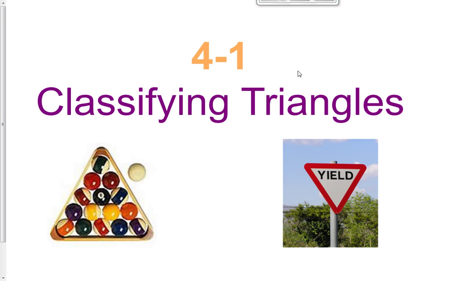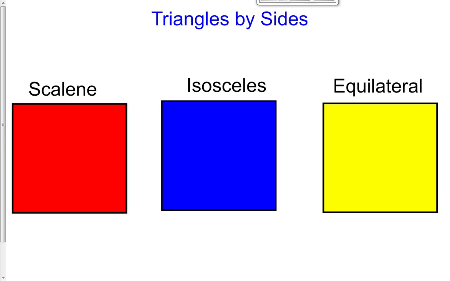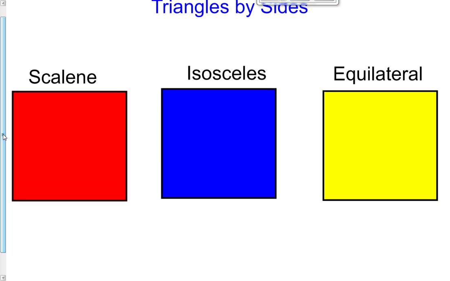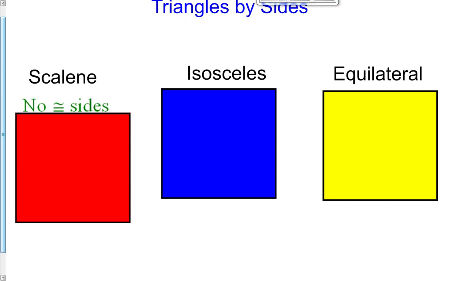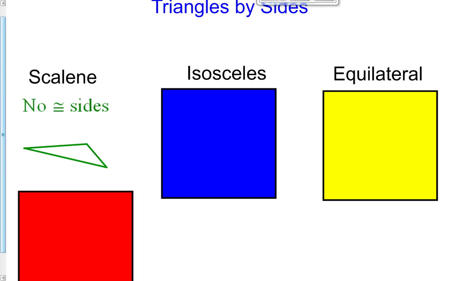For chapter 4, we're on 4-1, we're classifying triangles. There are three different ways to classify triangles by their sides. We can call a triangle a scalene triangle. Of course, every triangle has three sides, and in a scalene triangle, all three sides are different lengths. So none of the three sides are congruent.